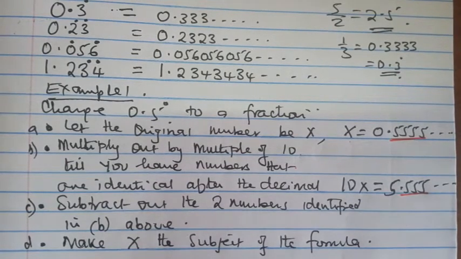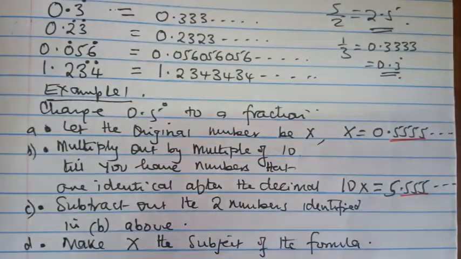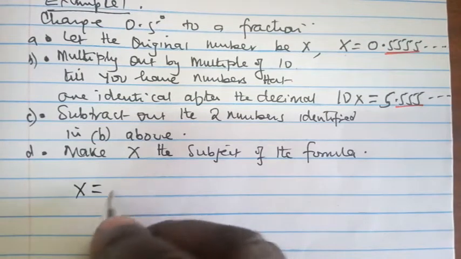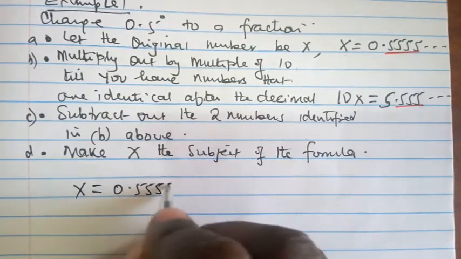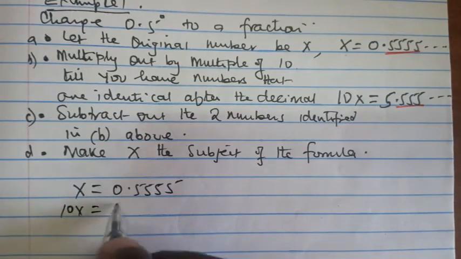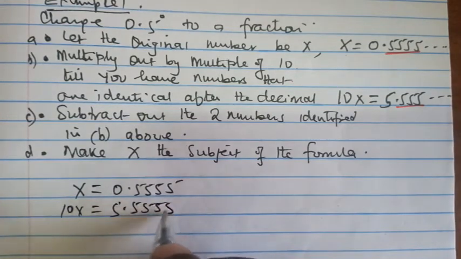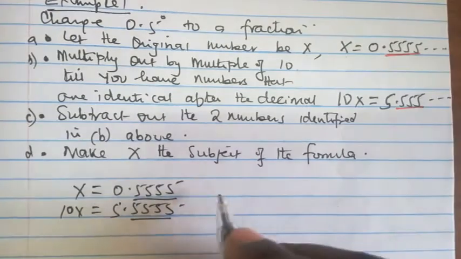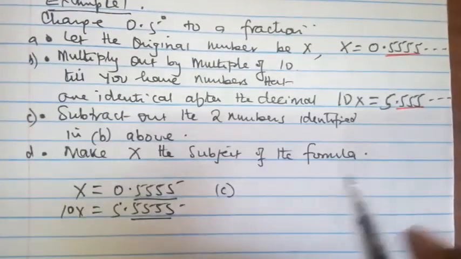And I want to use example 1 to do all this. So we know x has been said to be 0.5555. 10x, if you multiply by 10, 10x is going to be 5.5555. And yes, this is identical. These two numbers are identical. That is step two. Step three now, subtract out the two numbers.